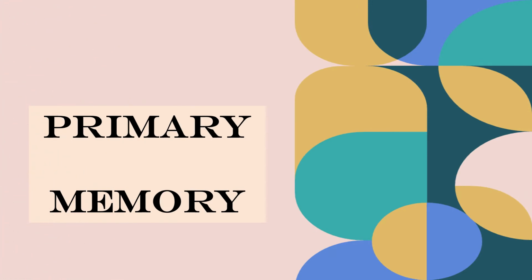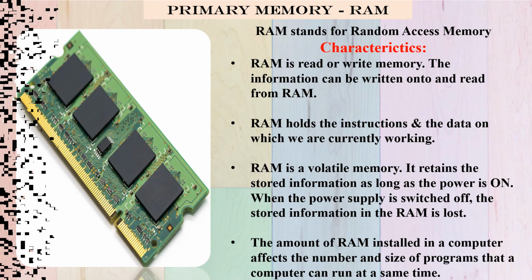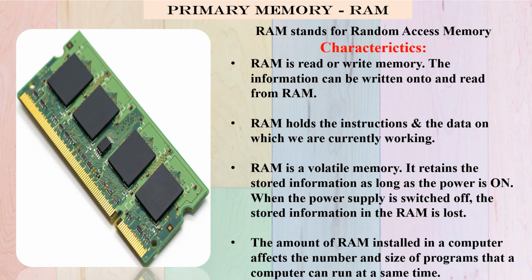So first we will study about the primary memory, which is the internal memory. Primary memory RAM. RAM stands for random access memory. Now, what are the characteristics? RAM is read or write memory. The information can be written onto and read from RAM. RAM holds the instructions and the data on which we are currently working.